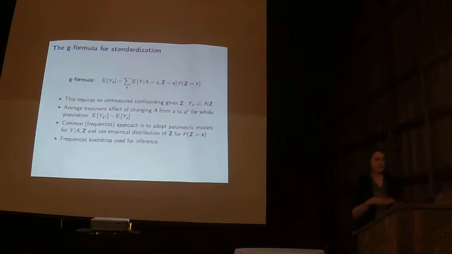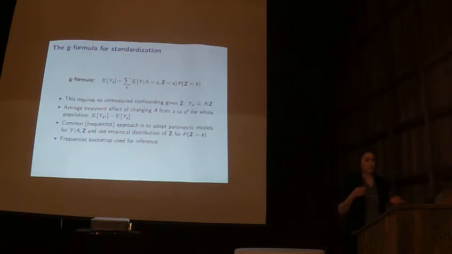So this requires no unmeasured confounding. That's the article of faith that we're taking here. And this is the biggie and really the reason that you should be careful when you do causal inference, especially with this. So the average treatment effect for moving A from little a to A star for the whole population would just be this thing that we've defined here. The usual way that happens in the frequentist method is you spend a lot of time trying to get that outcome model right, that Y given A and Z, and then you use the empirical distribution for the baseline confounders, and that means that you're using the frequentist bootstrap for all sorts of inferences.